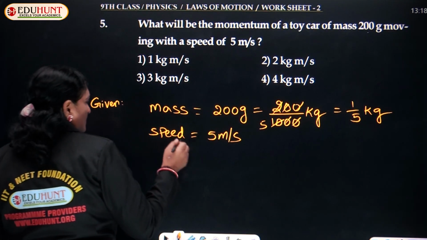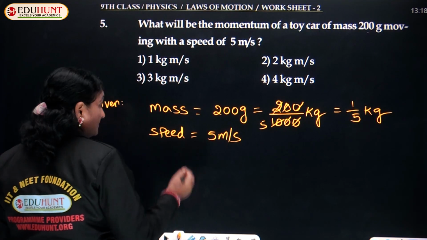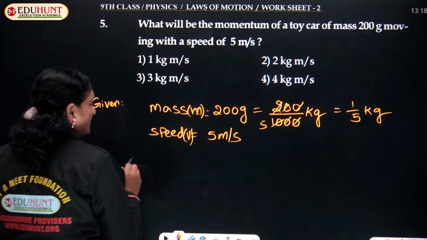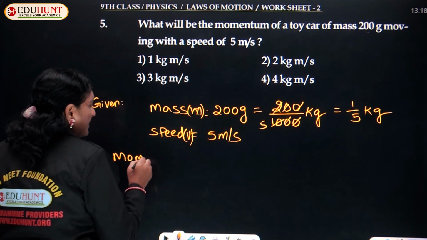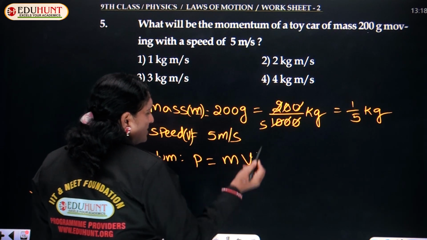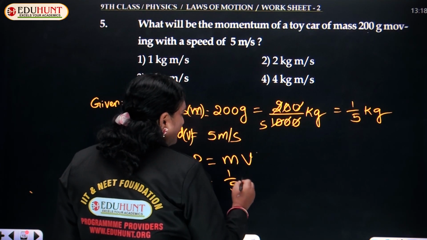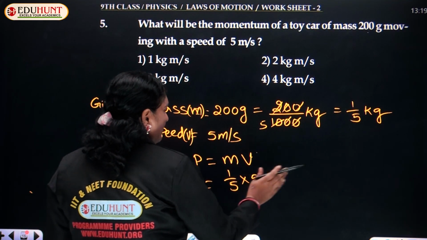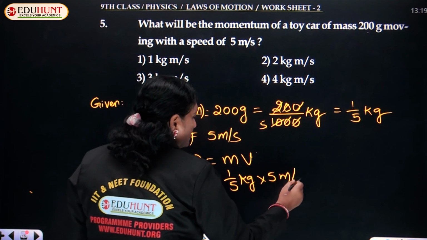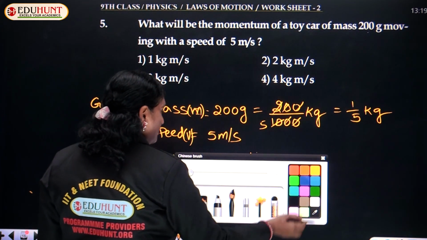So mass, let us represent this mass as m, children, and the speed as v to make you understand. Then the value of momentum must be P equals mass into velocity or speed in a specific direction. So this equals 1 by 5 times 5. And 1 by 5 is measured in kgs and 5 meter per second. So after further simplification, this 5 and 5 get cancelled and hence you are left with 1.